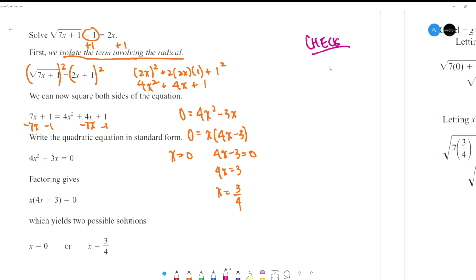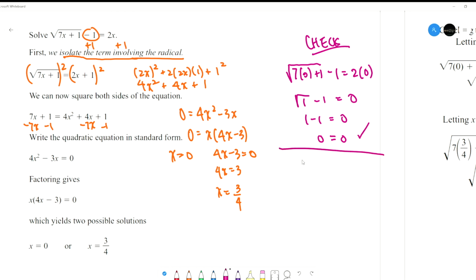Let's start with the 0 because that's easier. So 7 times 0 plus 1 as a radical, and then minus 1 equals 2 times 0. So this right here is 1. Square root of 1 minus 1 equals 0. 1 minus 1 equals 0. 0 equals 0. So that one's a solution.